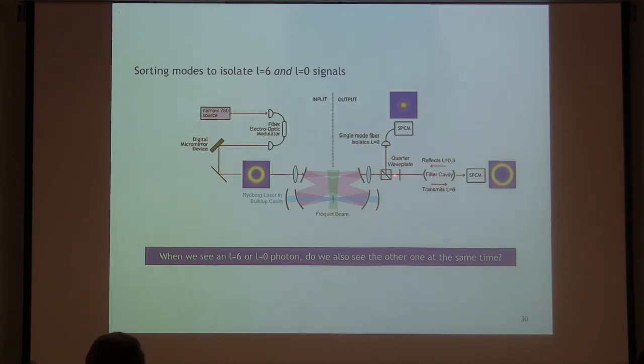The L equals 3 photons come back. And because they pass through this quarter wave plate twice, they all go to this other detector. But because this is a single mode fiber, the L equals 3 photons are now rejected. So the next step is to add another filter cavity that is only sensitive to the L equals 3 photons. Then you have a full mode sorter, and you can start to really do full state tomography on these states. But the question is, do we see correlations between 0 and 6?